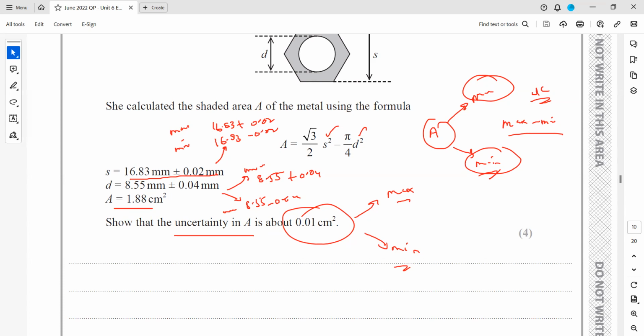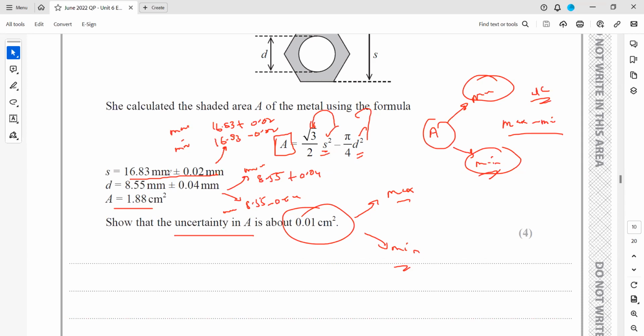But add the two values and substitute in the formula. Don't just add the two values. After getting the uncertainty in S and the uncertainty in D, you can substitute in the formula and you'll get the value for A, and that value of A will give us the uncertainty in A. That is one method, which is a long method.